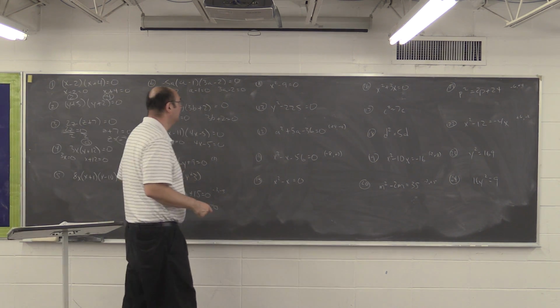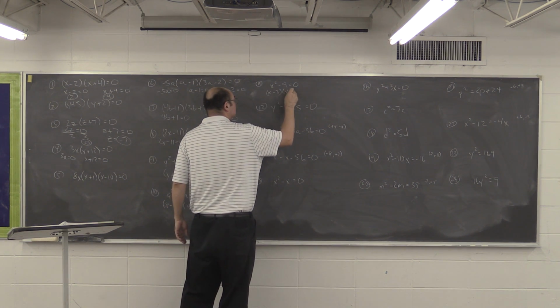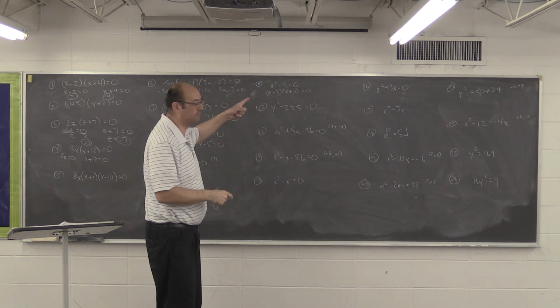Number 11, this is a conjugate. X minus 3, x plus 3 equal to 0. Remember, the square root of both of them, and there's a minus.